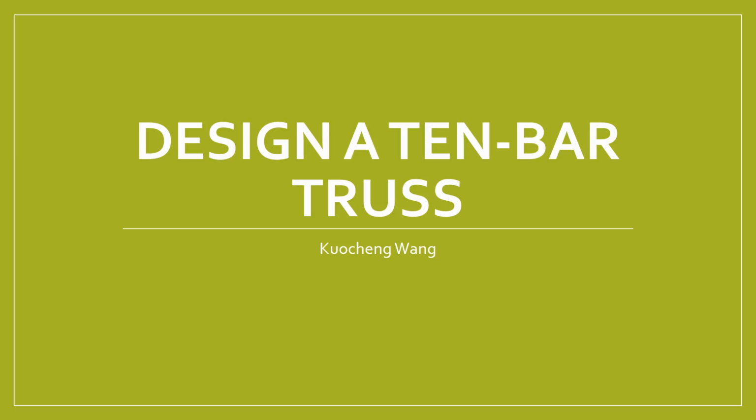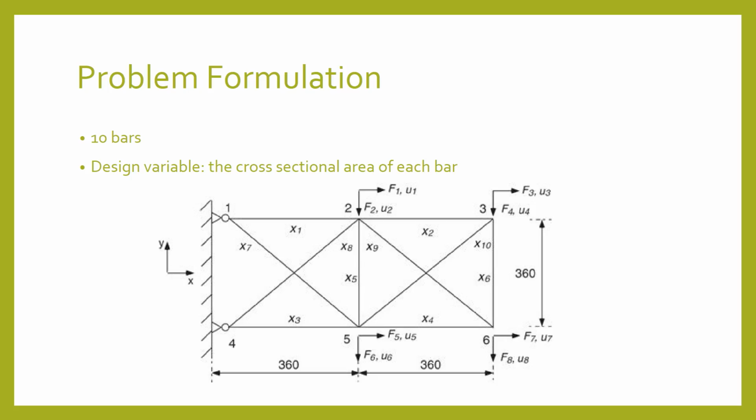Hello, the project I'm doing is based on homework 614, that is to design a 10-bar truss. The following is the figure of the 10-bar truss problem. There are 8 forces and displacements. The length of each bar is 360 mm square, and the design variables are the area of each bar.